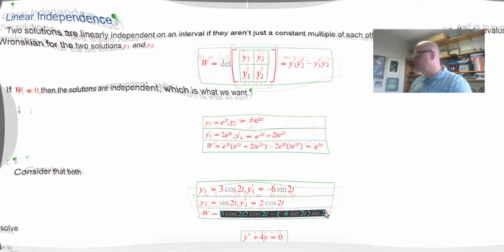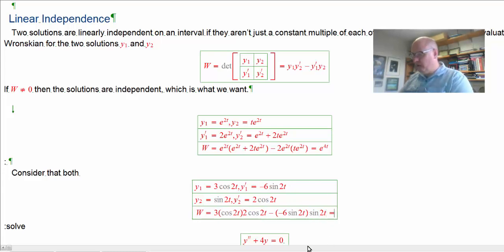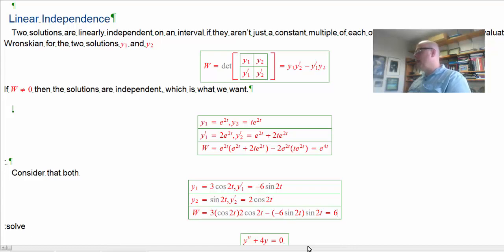Simplify this up. Now this is going to be 6 cos squared 2t plus 6 sine squared 2t. Factor out the 6, sine squared plus cos squared equals 1, and I get 6. Most importantly, I don't get 0. So these two solutions, y1 and y2, are independent. So I can use a linear combination of them to solve this differential equation.